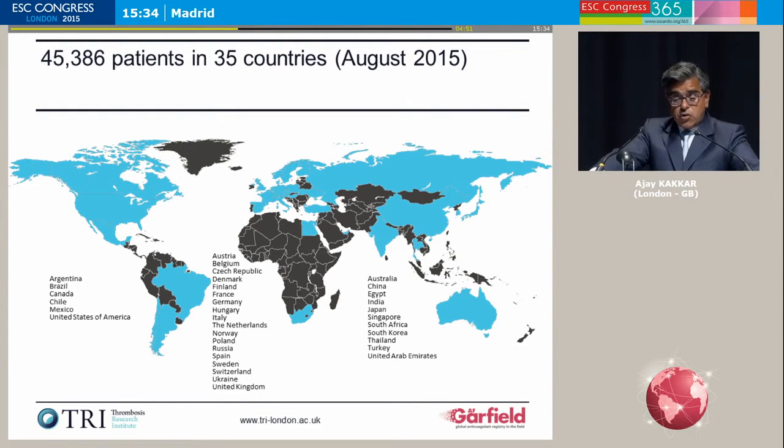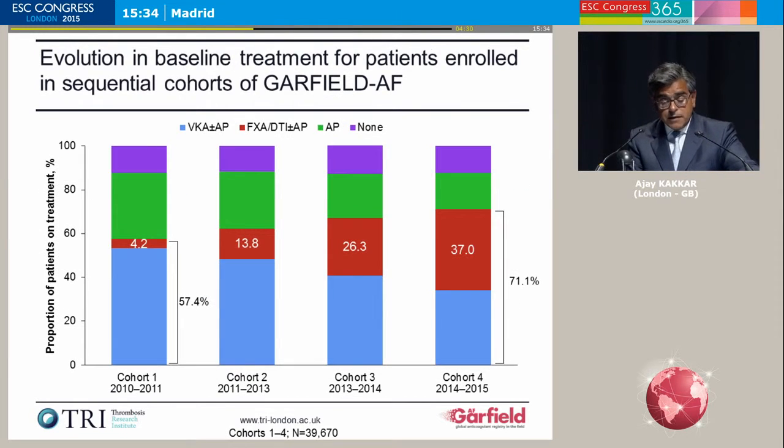Our status currently, as of last week, was 45,386 patients across 35 countries, the blue colour countries in this slide. So it is a truly global registry as best we have been able to create it. I'm deeply grateful and indebted to all the participants, investigators, coordinators, steering committee members, and our sponsor, Bayer Healthcare, for having made this possible. And what have we seen?